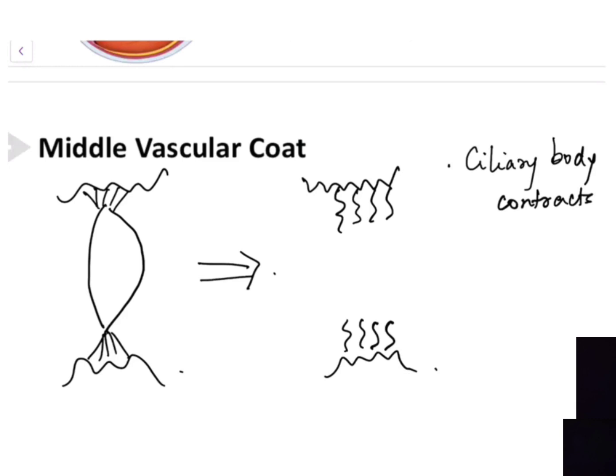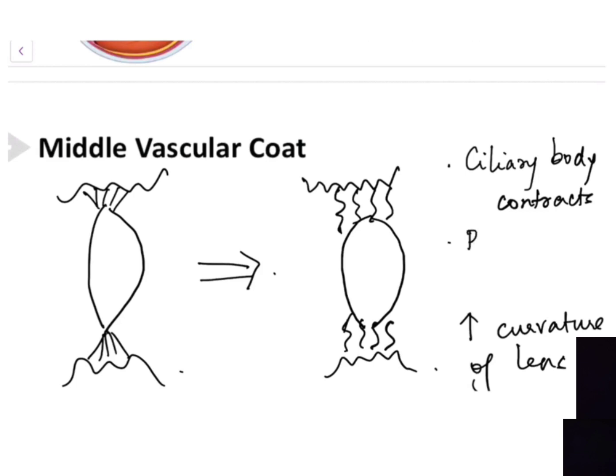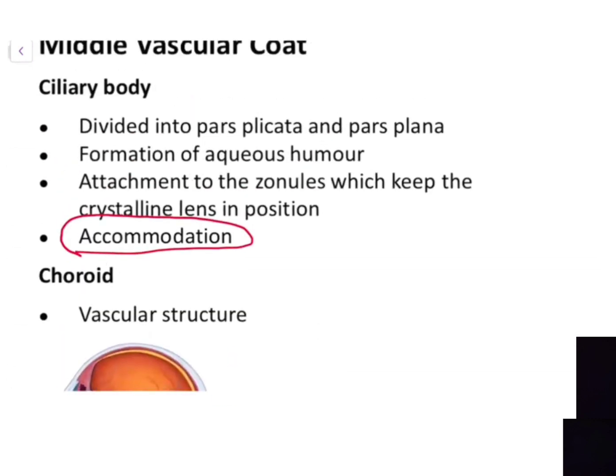And when the zonules relax, see, this lens is a biconvex structure like this. Above and below, it is pulled by the zonules. So if the zonular pull becomes loose, then obviously there is going to be a change in the curvature of this lens. It is going to become more curved. So there is an increase in the curvature of the lens, and this helps in accommodation. So essentially it is the lens which is responsible for this accommodation, but it is being assisted by this contraction of the ciliary body and eventually the relaxation of the zonules. So see, apart from holding the lens in position, the ciliary body is also helping in accommodation.